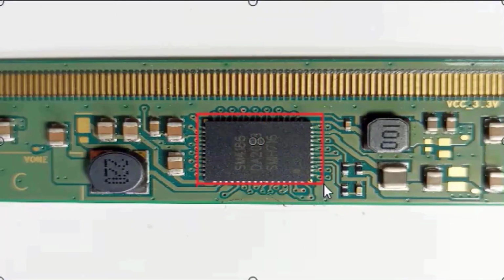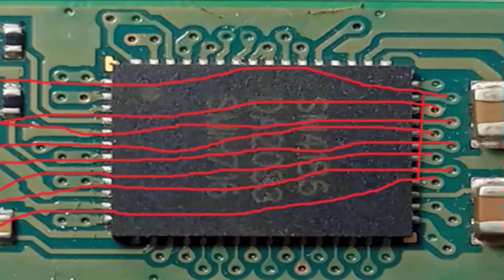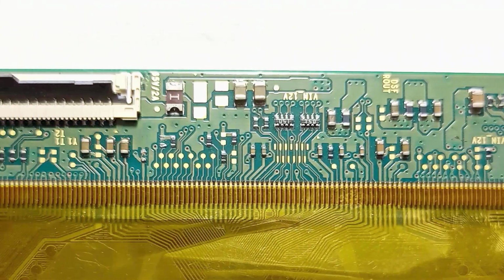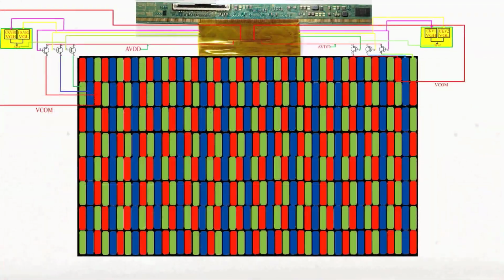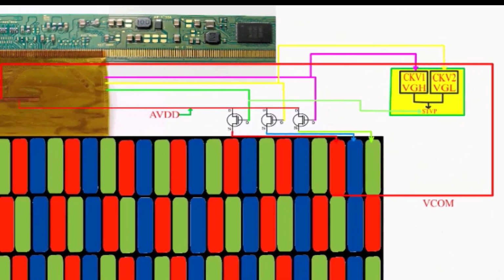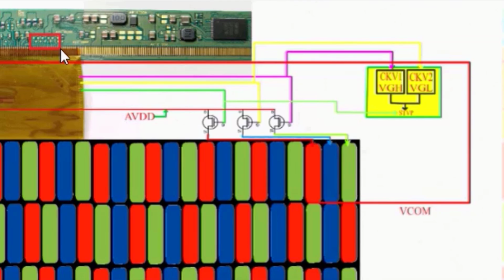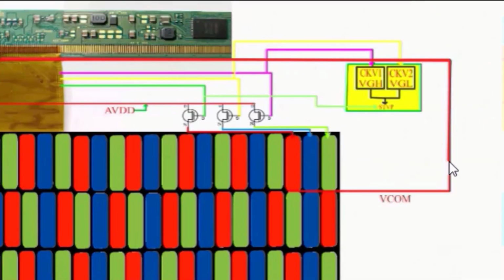Why does that IC go into protection mode? When the data signals from this DC to DC IC are input to the glass from both sides, the gate signal voltage is input to the glass along with two voltages, VGH and VGL, from the DC to DC IC. Along with that, two more voltages, AVDD and VCOM, are input to the glass from the source IC.